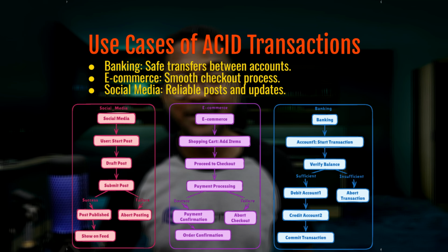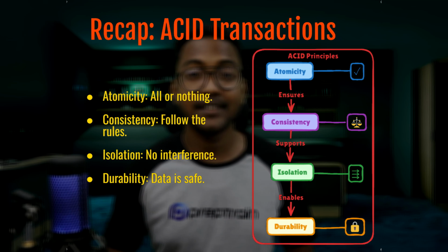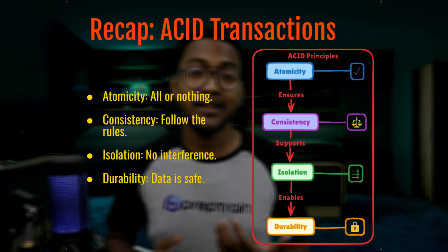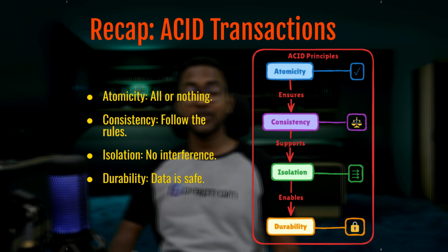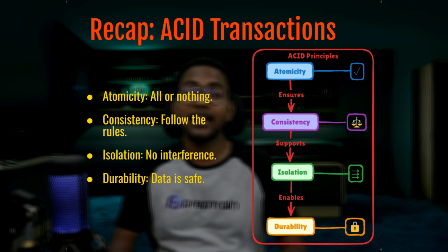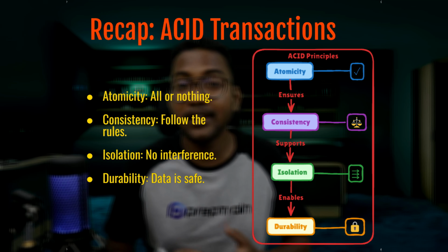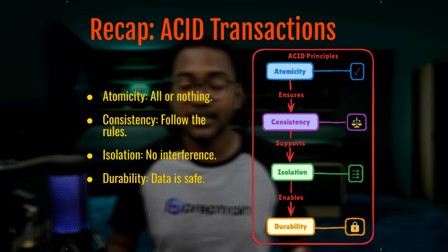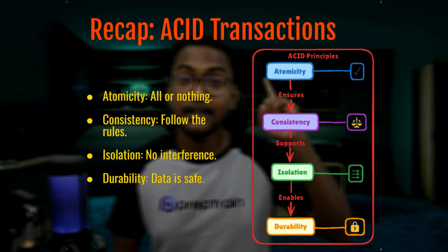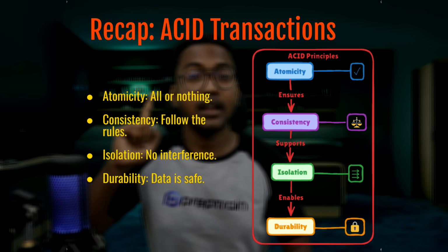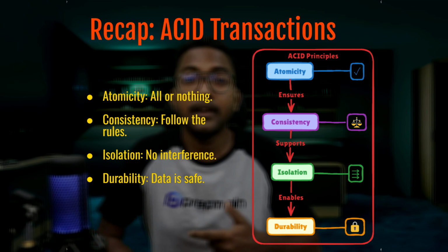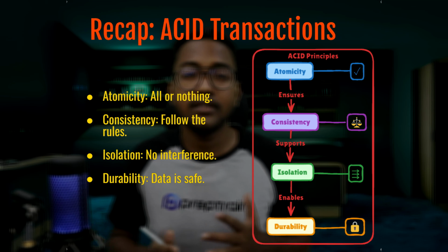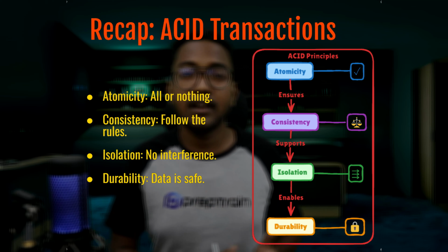Alright, now that we have covered each of the four principles of ACID transactions, let's quickly recap everything that we have learned. These four principles, atomicity, consistency, isolation, and durability, work together to ensure that the database remains reliable even in the most complex systems. Let's start with atomicity. This principle guarantees that a transaction is all or nothing. Either every part of a transaction is completed successfully or none of it is applied. This prevents incomplete or partial updates, ensuring that your data remains consistent and error-free.